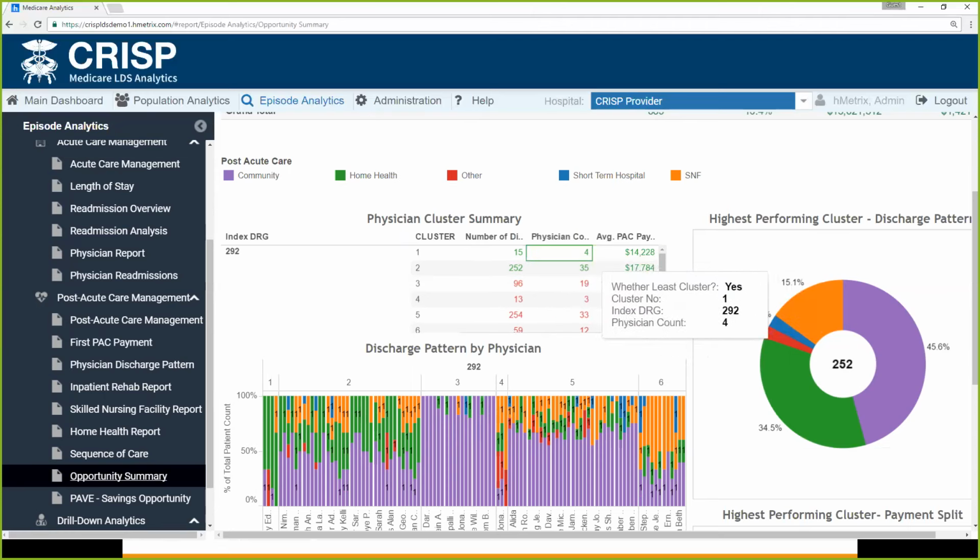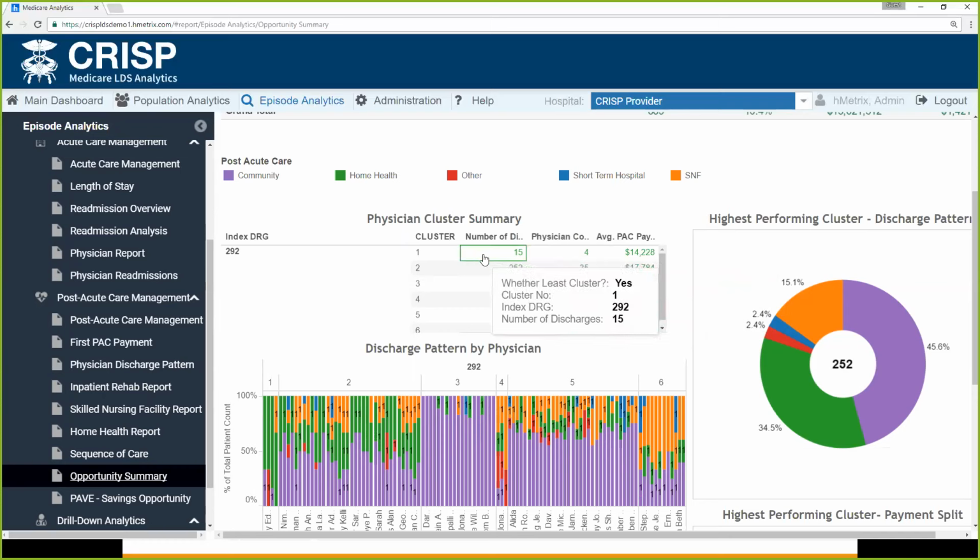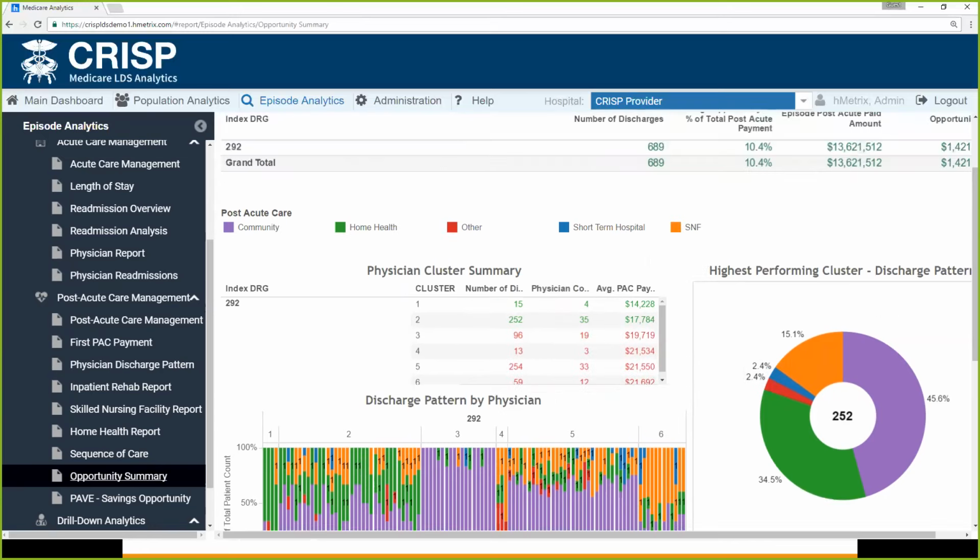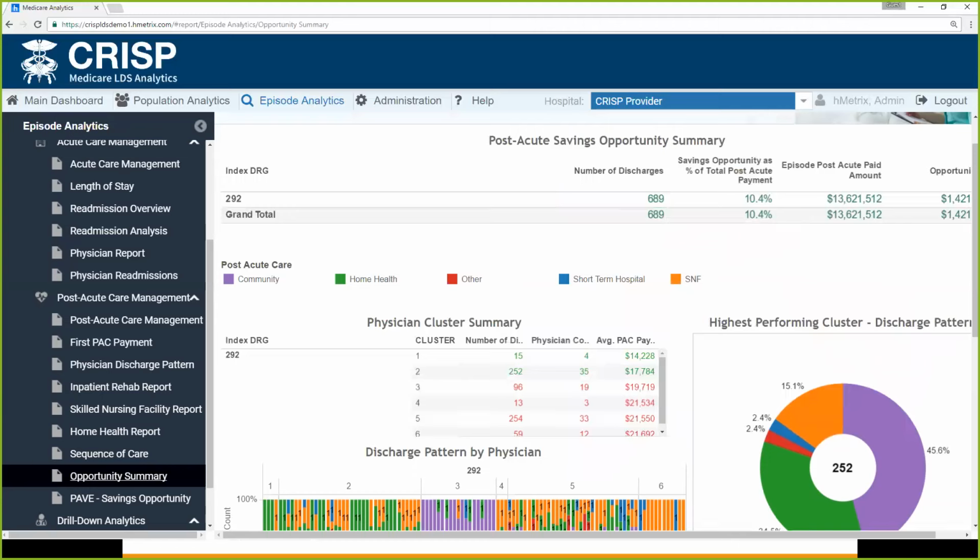Even though that was the lowest, it was only four physicians for 15 discharges. As I'm sure a lot of you are aware, it's probably a bad idea to go to a physician or anyone else within a hospital and tell them, here's a benchmark based off of just 15 discharges or just four physicians, when we're looking at a total number of 689. It's almost cherry picking at that point.